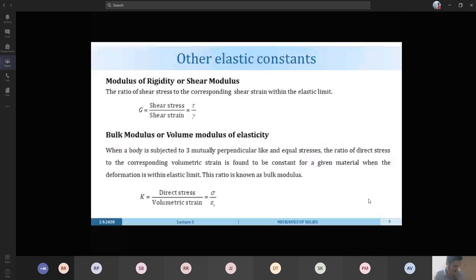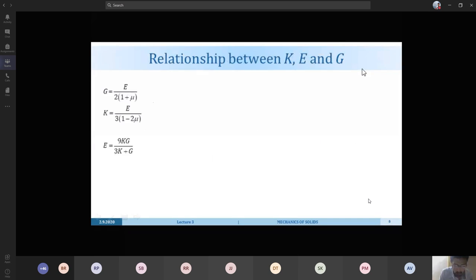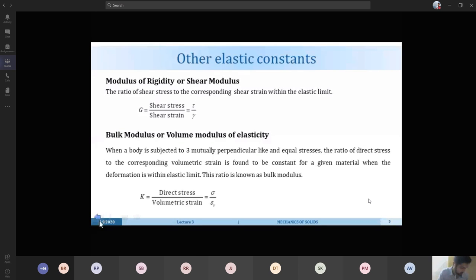Right. So now, the ratio of the stress to strain I defined as the elastic modulus or Young's modulus. Similarly, we can define it with respect to the shear stress and shear strain. The ratio of the shear stress to shear strain is known as the modulus of rigidity or the shear modulus, and we denote it by the letter G. So G is nothing but tau by gamma, the shear stress to the shear strain.